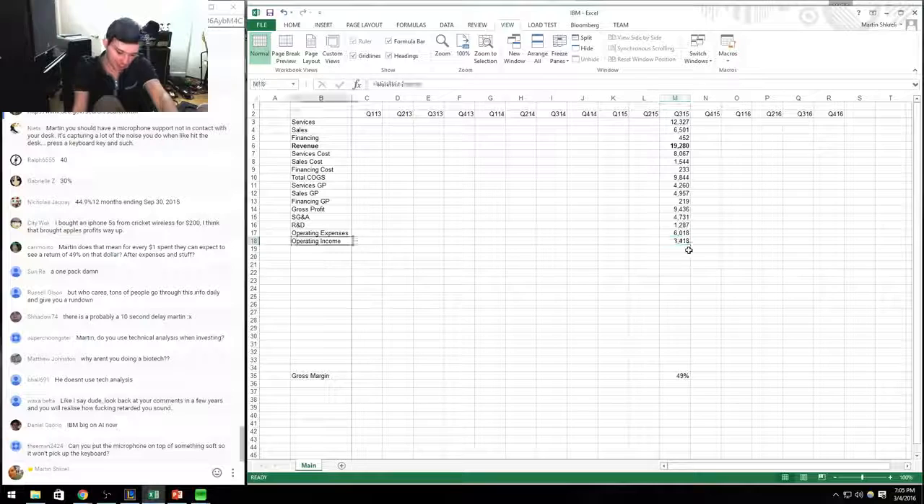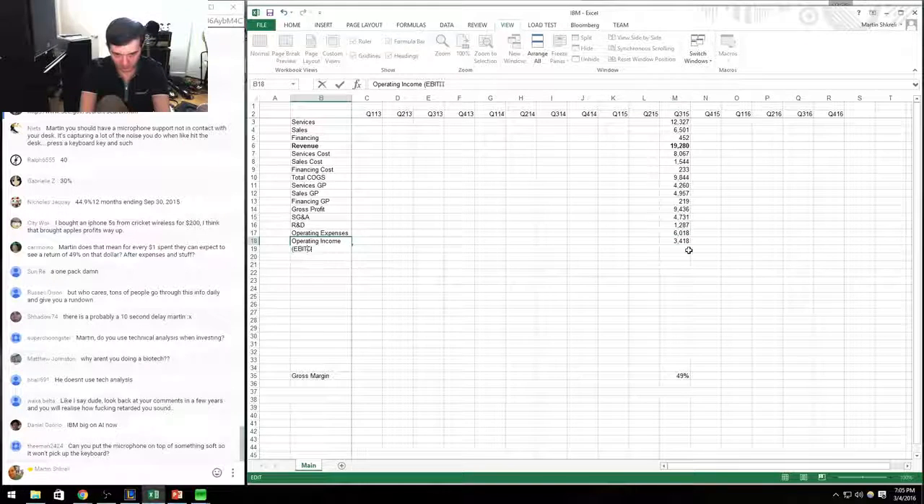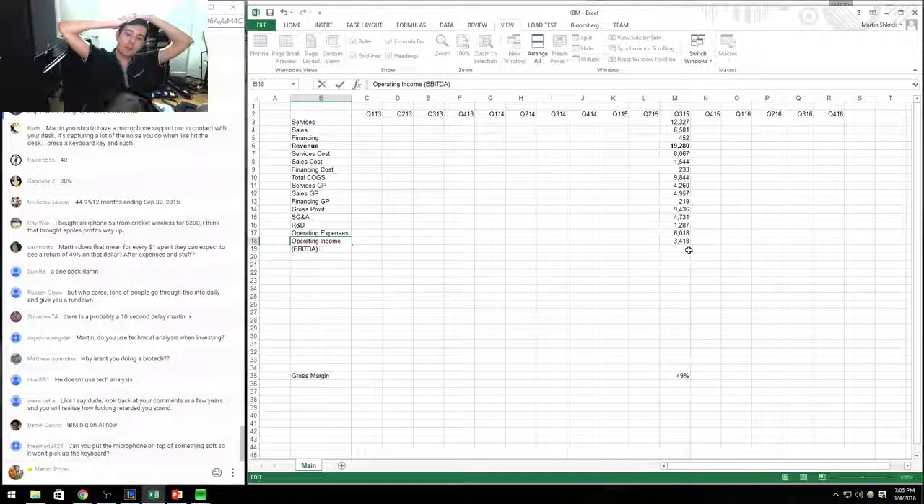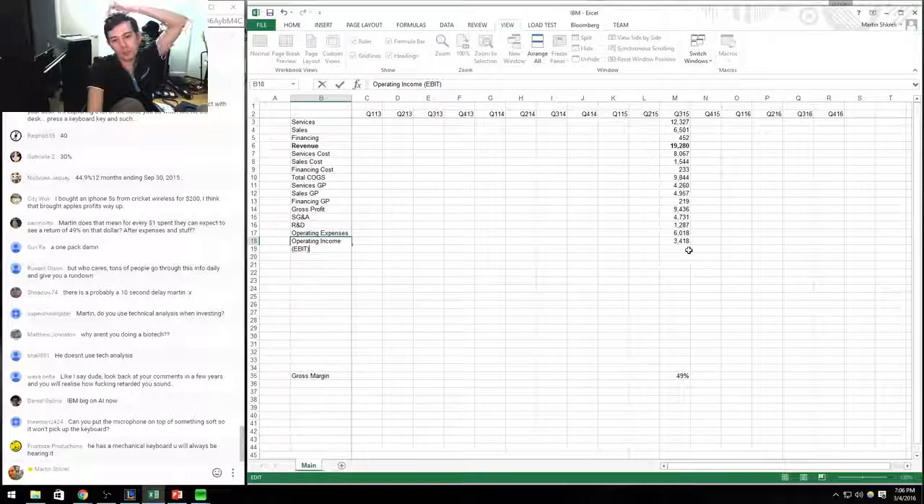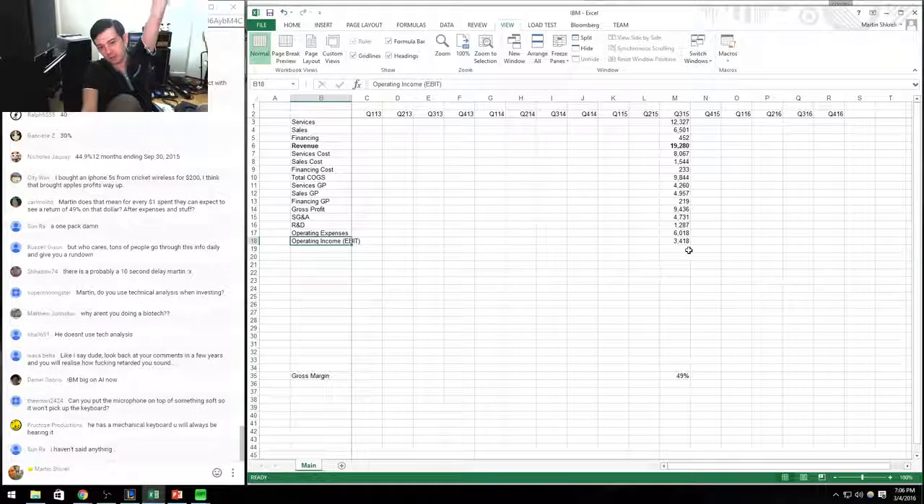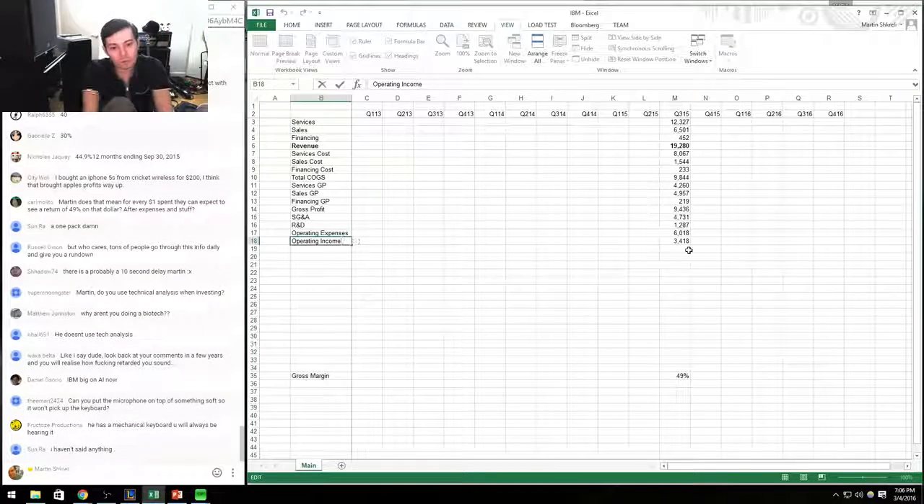Sometimes we call this EBITDA. That's how you pronounce it, EBITDA. It's earnings before interest, taxes, depreciation, and amortization. And sometimes it's just EBIT, earnings before interest and taxes. So that's one way to think of operating income.